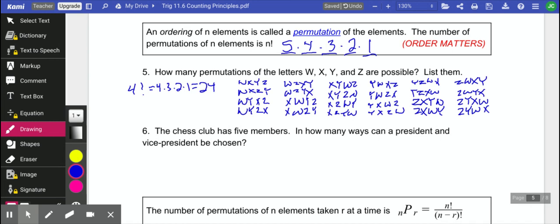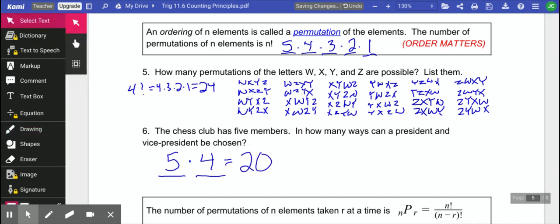All right. A chess club has 5 members, and they want to pick a president and vice president. So now we just have 2 spots we want to fill. So we have 5 people to choose from for that first spot. And now for our vice president, we can't choose the same person twice. They can't be president and vice president. So now we only have 4 people left for that second spot. So there are 20 different ways to choose president and vice president.